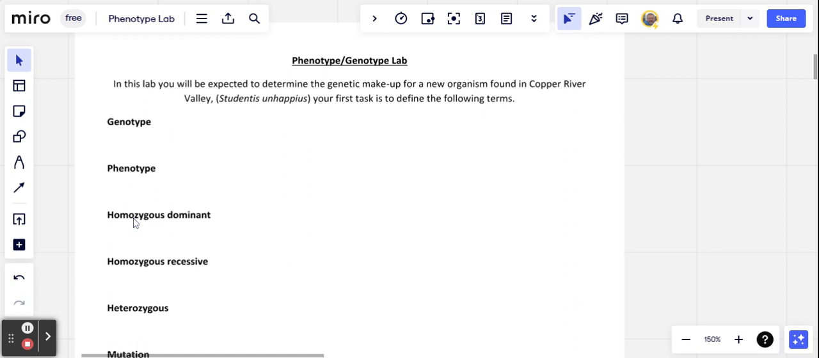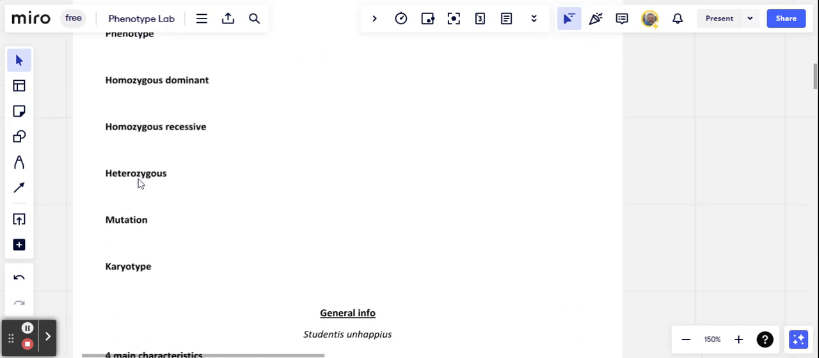Homozygous always means same allele, same dominant alleles. Homozygous recessive, same two recessive alleles. Heterozygous is two different alleles for the trait. And mutation is something a little different. Mutation, I encourage you to go look at this in your book. Mutation is a change in DNA.